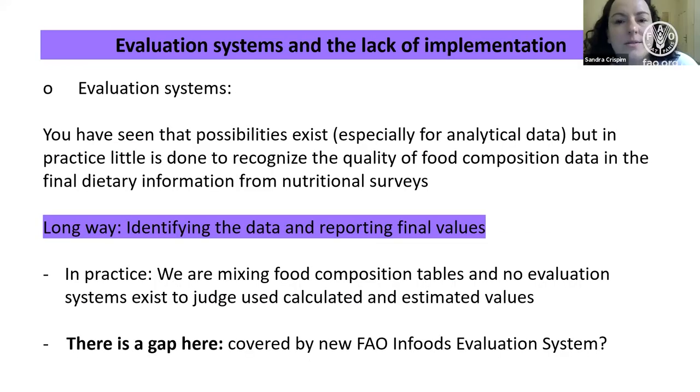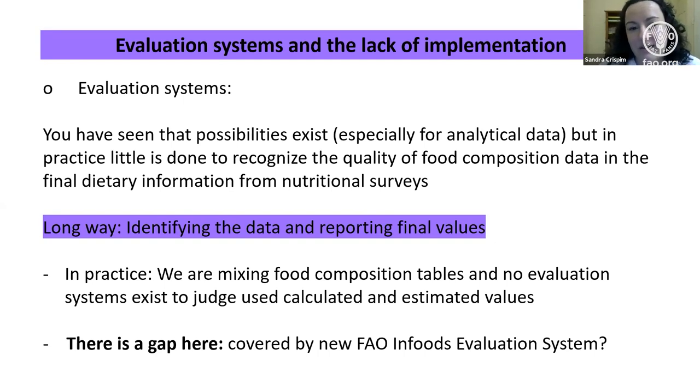In terms of evaluation systems, you have seen this morning or afternoon, depending on where you are, evaluation systems that usually focus on analytical data. Possibilities exist, but in practice, little is done to recognize the quality of food composition data in the final dietary information for nutritional surveys. There is a long way between identifying the table, the data that you want to use, and reporting the final values.